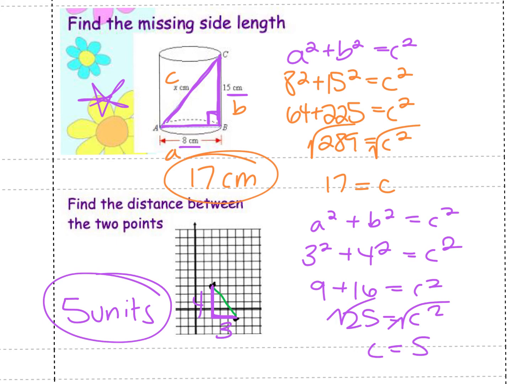When I solved, I got 5. So C is 5, and because it's on a grid, my label this time is simply units. So 5 units.